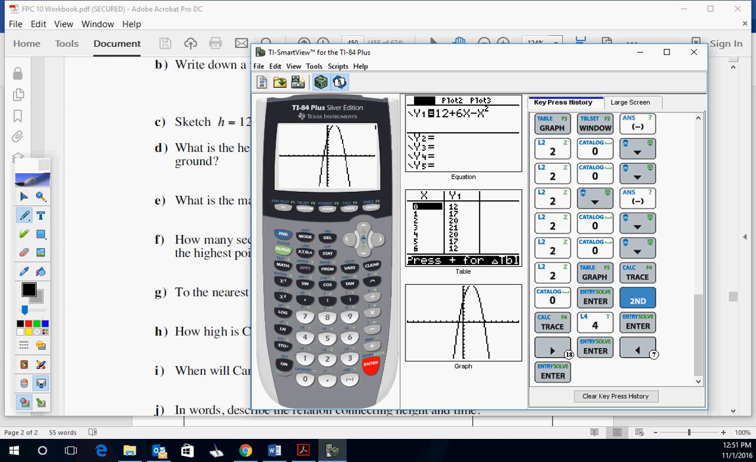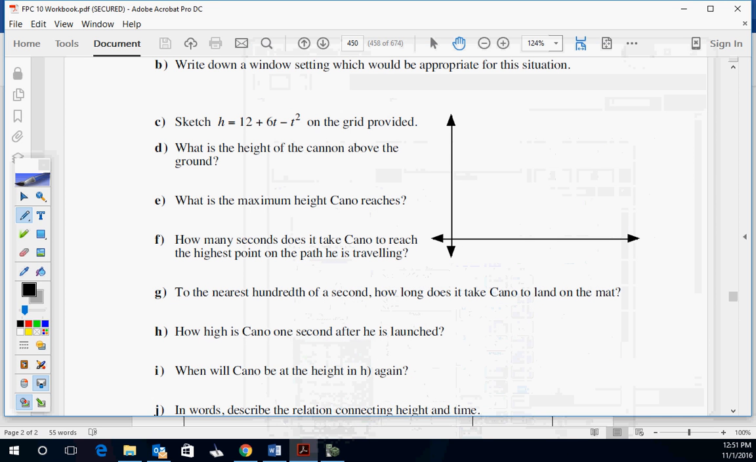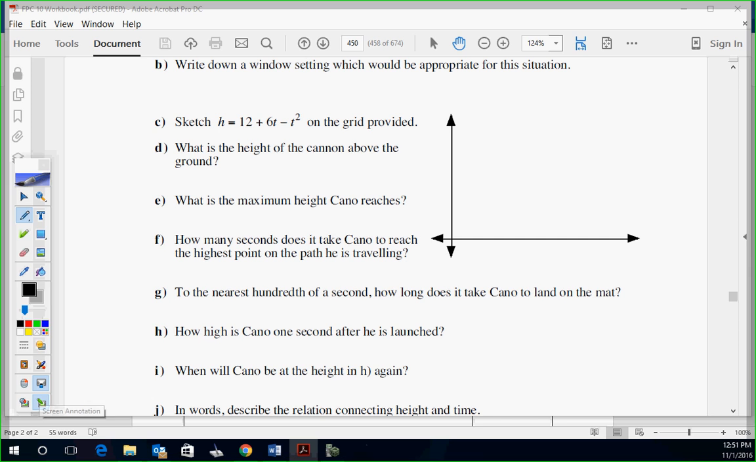I hit enter. The maximum is at 3. Let's just round that up to 3. That is 3 seconds, 21 meters high. So 21 meters is the max. Very similar to finding the zero. Okay, good. So what's the maximum height? That'd be 21. How many seconds does it take to reach the highest point? We just answered that, 3 seconds.